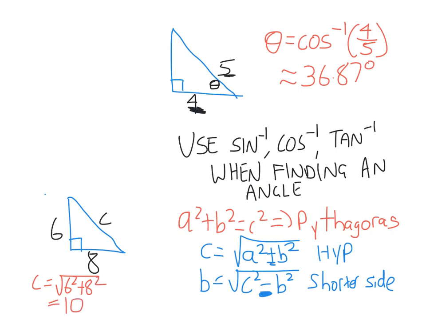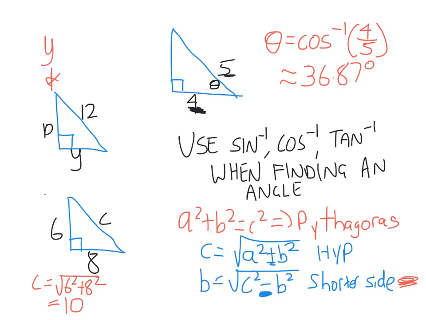Okay, let's look at another example. So let's look at this new triangle up here. We have another right-angled triangle. We know two of the sides, so we can use Pythagoras to find the third. But this time we're finding a shorter side. It doesn't matter that the shorter side is called y. We can still use this formula.